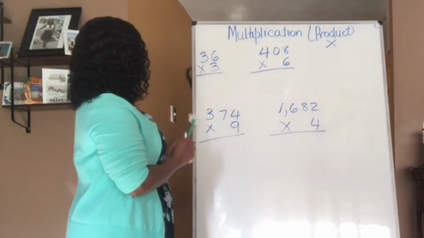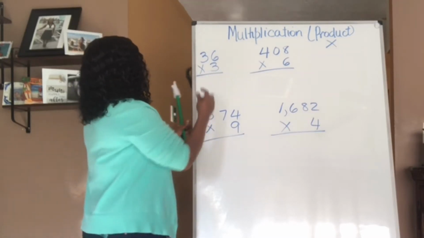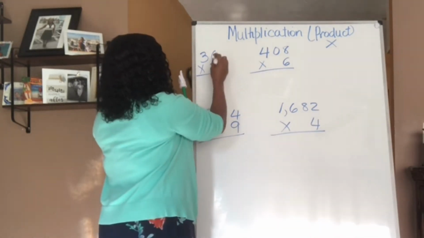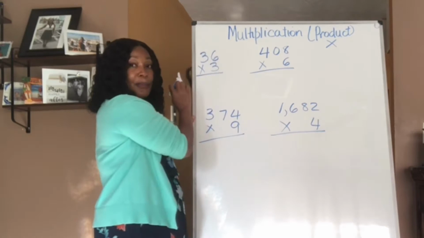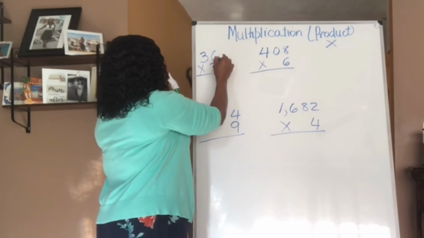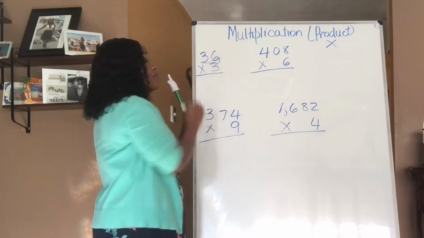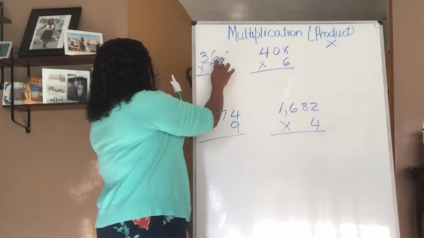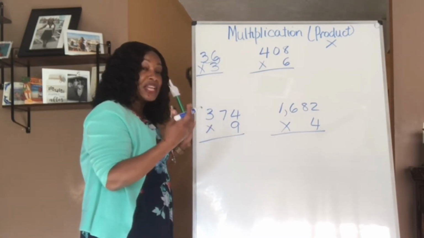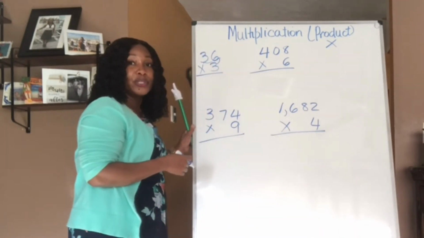So the first one says 36 multiplied by 3. Now 36 multiplied by 3, it means that we're going to multiply all the digits at the top by the 1 digit at the bottom. So we have 2 digits at the top. So we're going to go 3 times 6, and then we're going to go 3 times 3. Now, when you multiply 3 times 6, if you get a double digit number, just like when you're adding, you need to write one of the digits down and then carry the other. We're going to look at that.